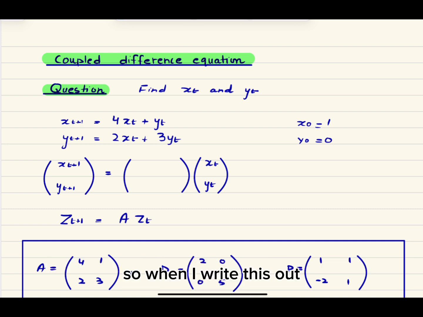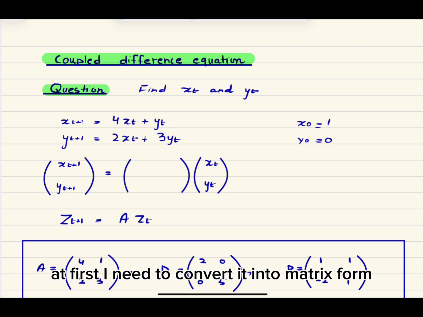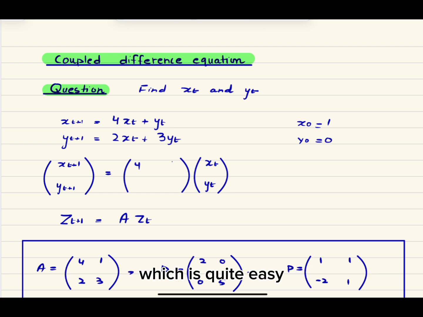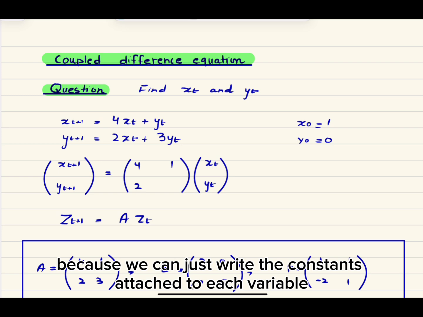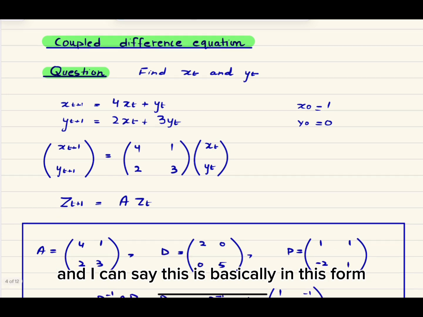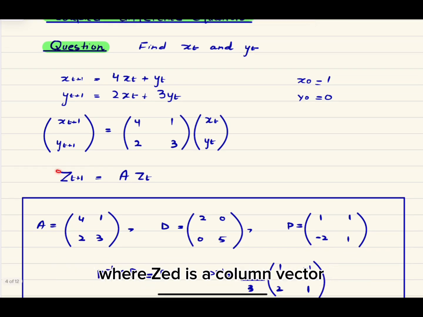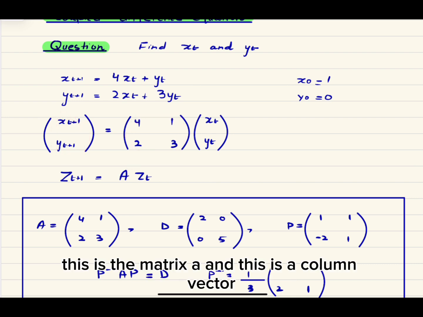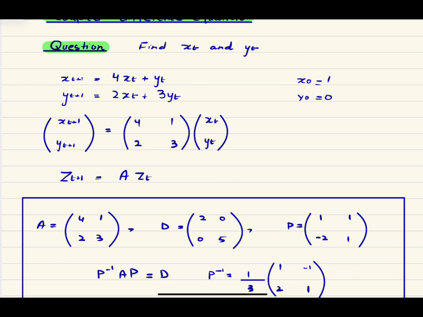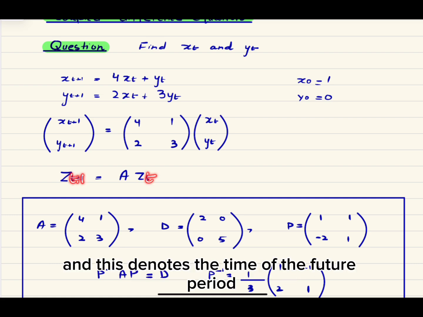When I write this out, at first I need to convert it into matrix form, which is quite easy because we can just write the constants attached to each variable. I can say this is basically in this form where z is a column vector which represents this. This is the matrix A and this is a column vector. So this denotes the time t and this denotes the future period.